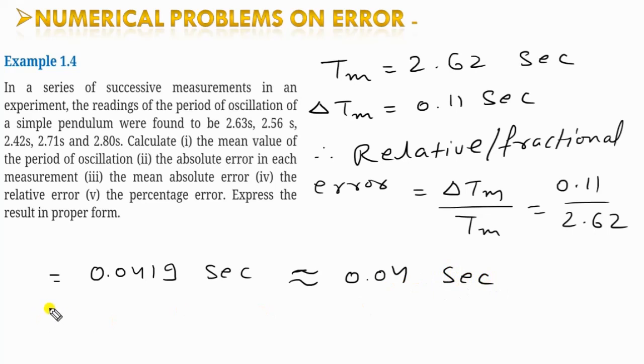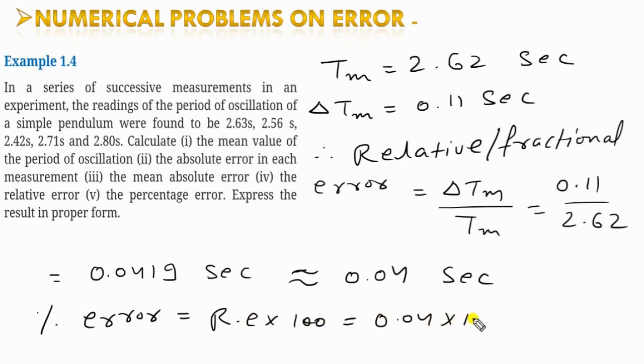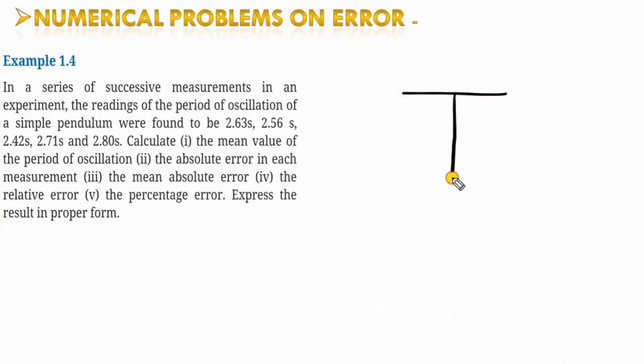Now can you tell me what would be the percentage error? Percentage error in our calculation would be relative error multiplied by 100, that would give us 0.04 multiplied by 100, that is 4%. Clear?